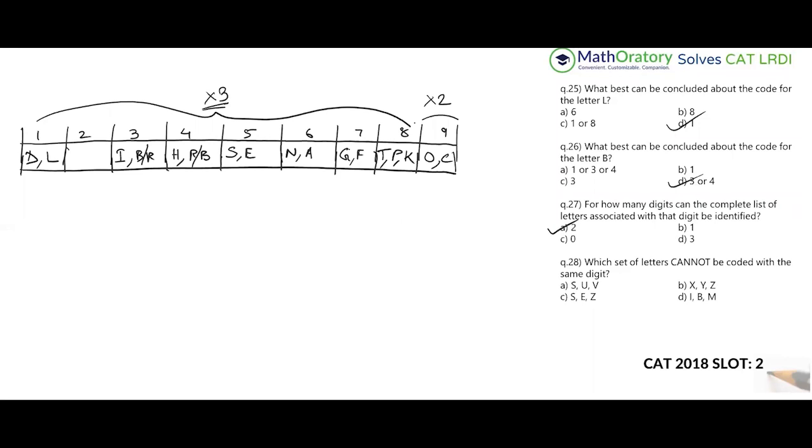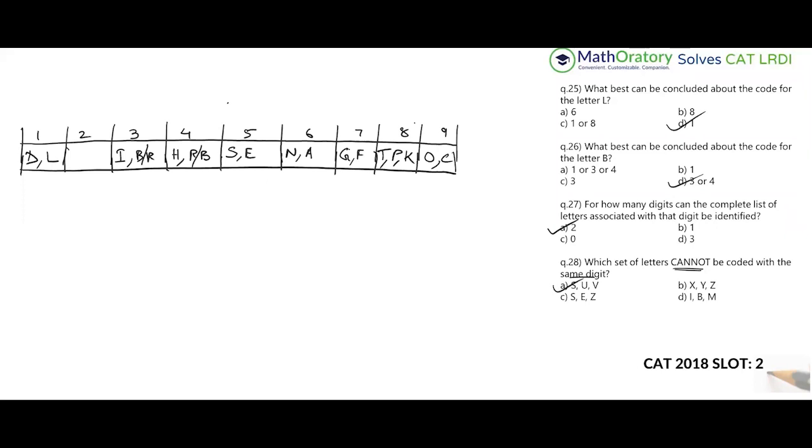And the last one is asking for which set of letters cannot be coded with the same digit. So if you check this with the options, because which set of letters, obviously we have to check from the options. So SUV, now SUV is not possible, right? Because in 5, S and E are allocated together, already there, right? So you cannot have U and V also allocated with S, because if you do that, then 5 will be representing 4 different letters, which is not allowed. So SUV is the answer.